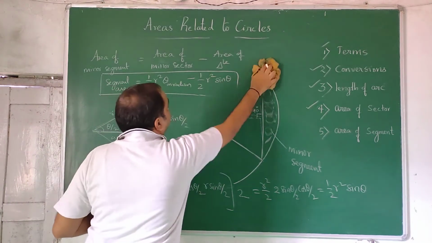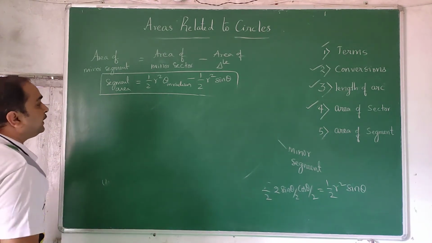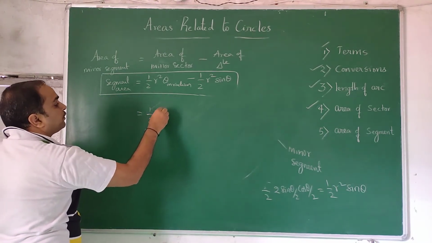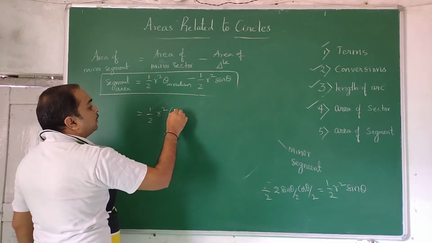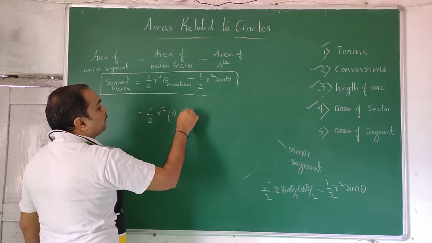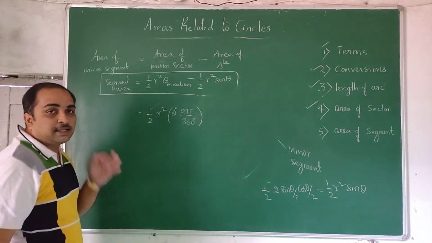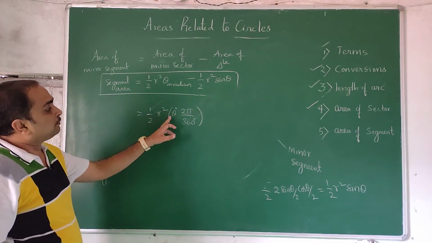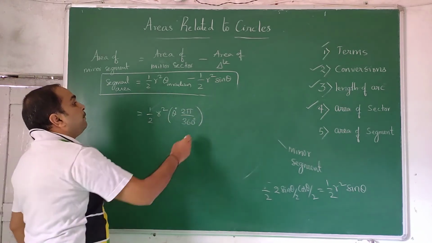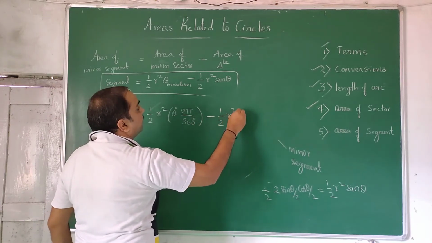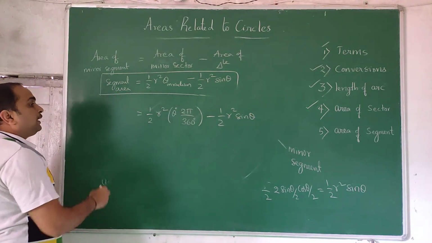But what if angle is in degrees? What if angle is in degrees? So, write in degrees. Half r square theta in radian can be written as theta in degrees into 2 pi by 360 degrees. So, if it is 360 degrees, 360 by 360 goes, 2 gets cancelled, pi r square will get back, full area, minus half r square sine theta in degrees, you substitute here also. Then you get segment area.